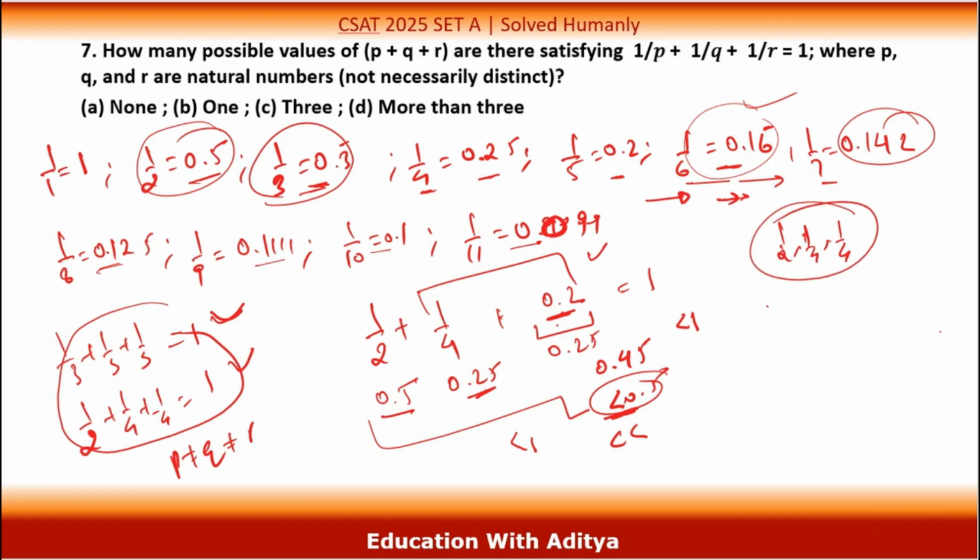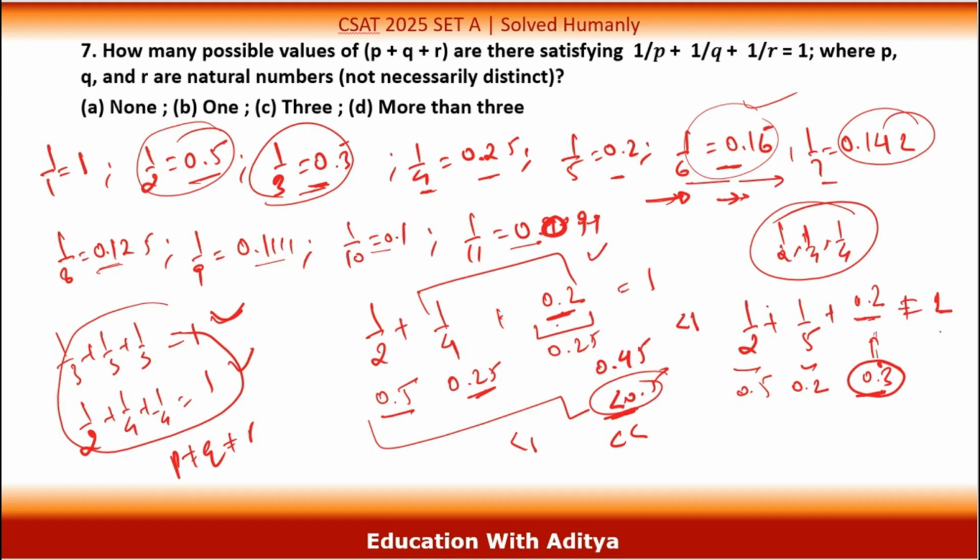Okay. What will happen if I take 1 by 2 plus, let's say, 1 by 5, and I add something here, equals to 1. I have consumed 0.5 here, 0.2 here. So this number should come out to be exactly 0.3. Otherwise, this equality cannot be satisfied. I cannot take anything before 1 by 5 because all those cases we have covered. So if I put 1 by 5, then it is 0.2.